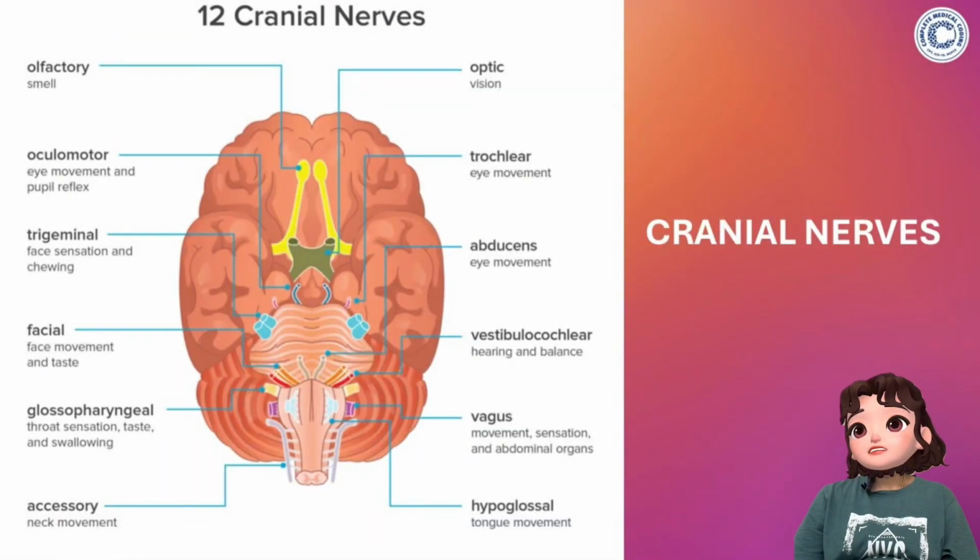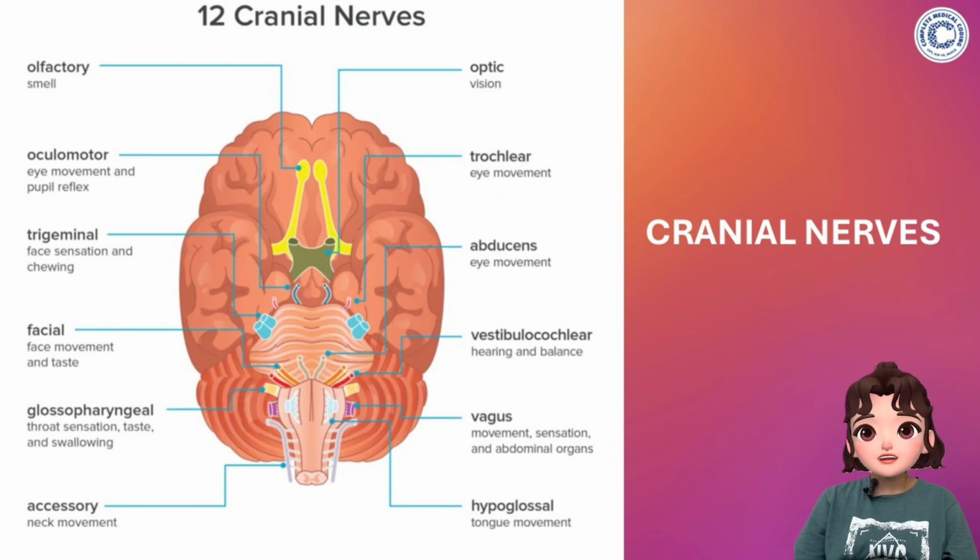These are the cranial nerves. There are 12 pairs of cranial nerves. Olfactory nerve, which is responsible for smell. Optic nerve, responsible for vision. Oculomotor, responsible for eye movement and pupil reflex. Trochlear, also eye movement. Trigeminal, face sensation and chewing. Abducens, eye movement. Facial, face movement and taste. Vestibulocochlear, hearing and balance.